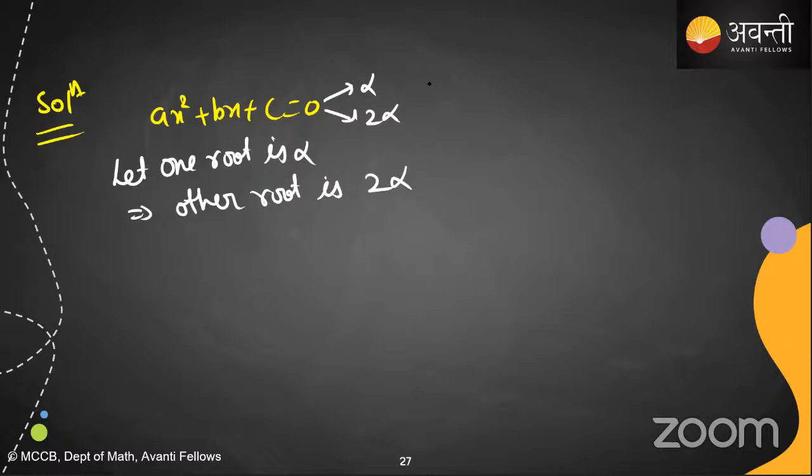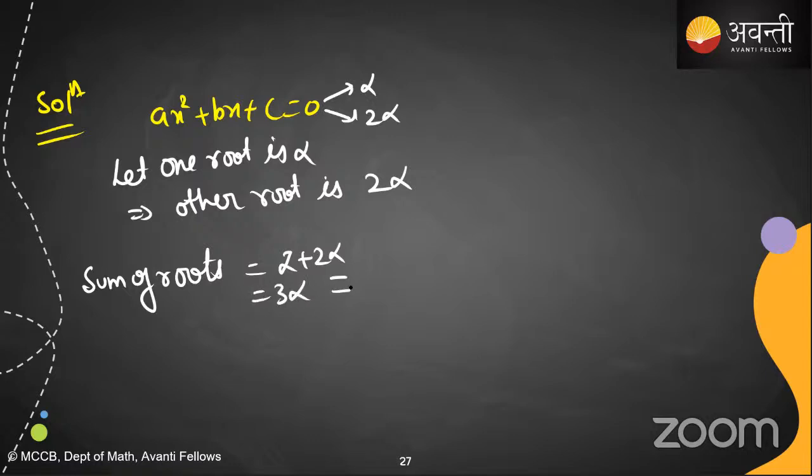Okay, is this clear? Right? So now tell me sum of roots. Sum of roots क्या होगा? Alpha plus 2 alpha, right? Which is 3 alpha. And what is this? Sum of root और क्या होता है? C by A, right? So it implies alpha कितना आ गया? C upon 3A. Sorry.